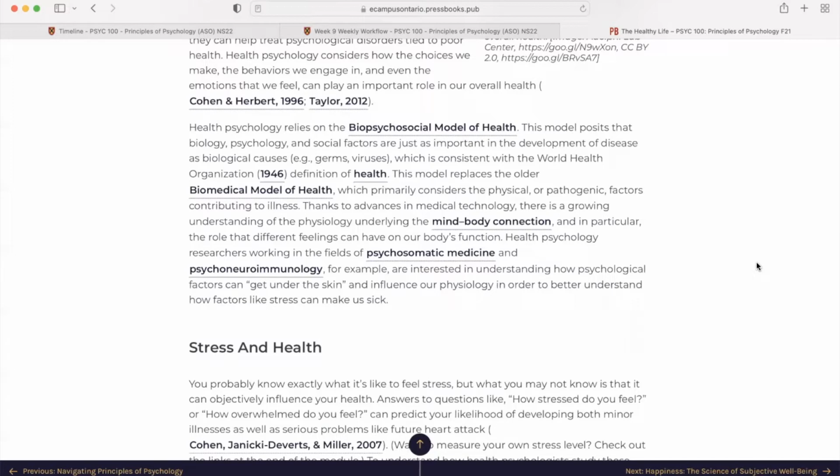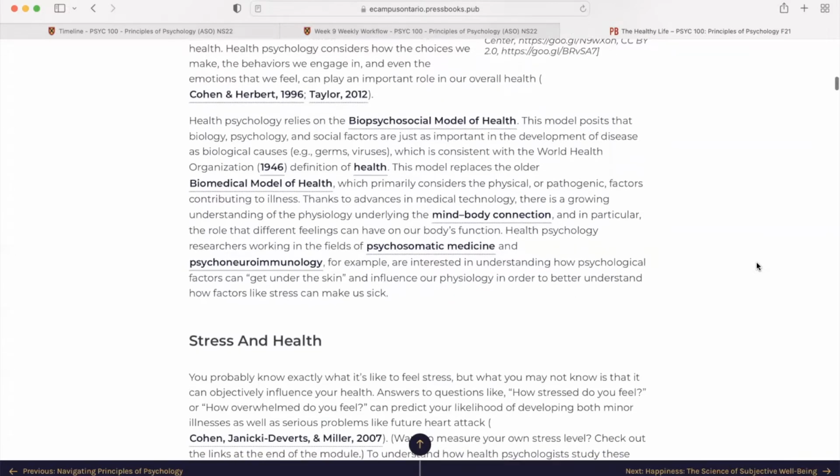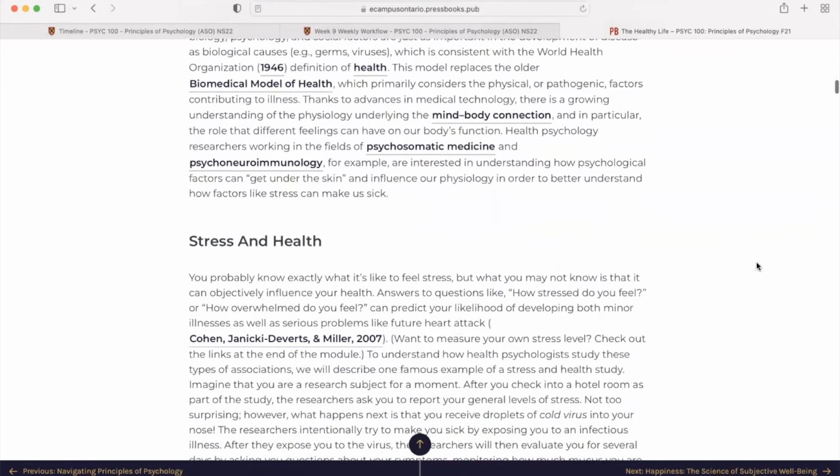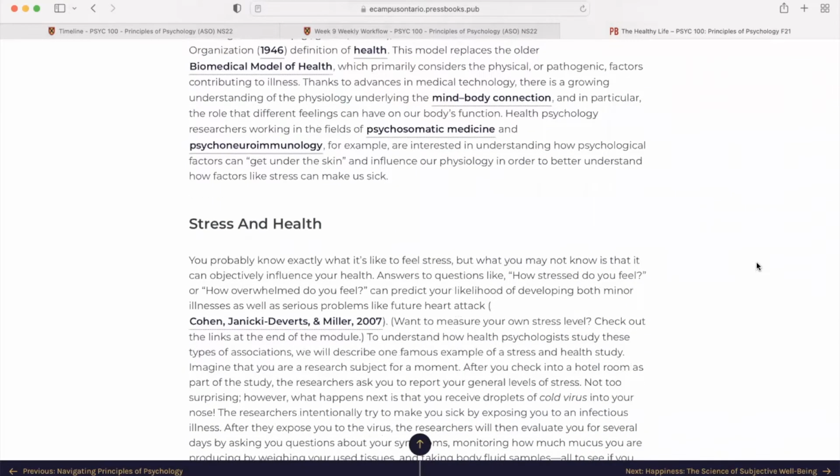Thanks to advances in medical technology, there is a growing understanding of the physiology underlying the mind-body connection, and in particular, the role that different feelings can have on our body's function. Health psychology researchers working in the field of psychosomatic medicine and psychoneuroimmunology, for example, are interested in understanding how psychological factors can get under the skin and influence our physiology in order to better understand how factors like stress can make us sick.